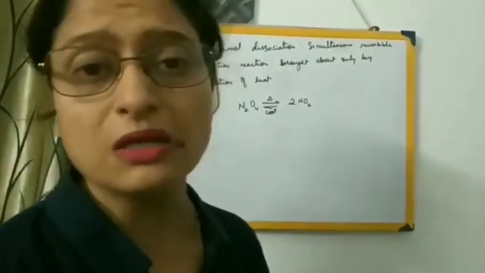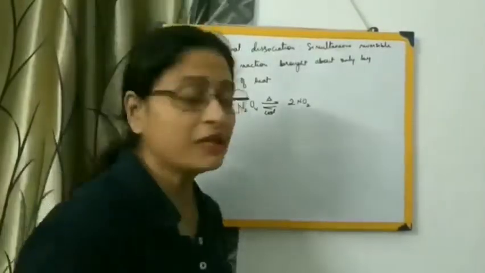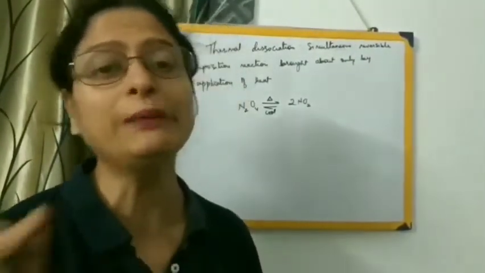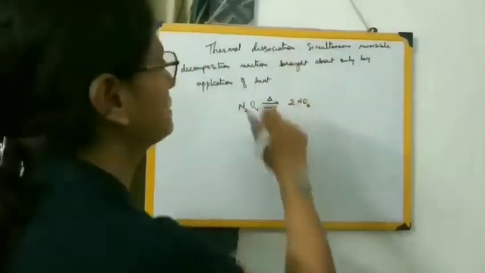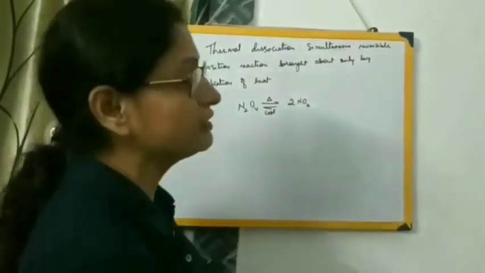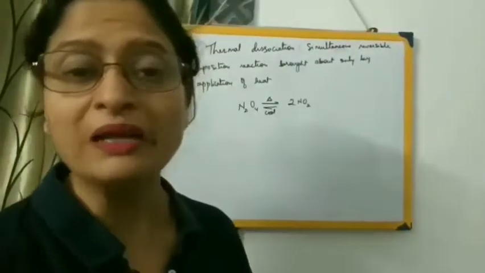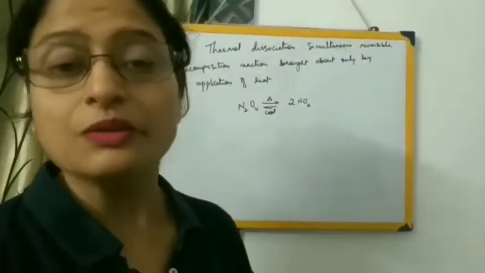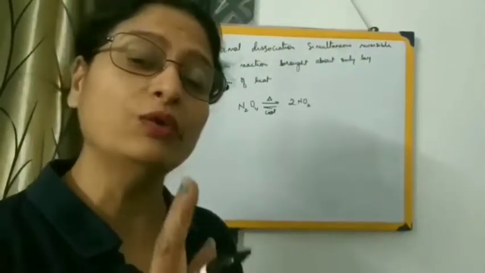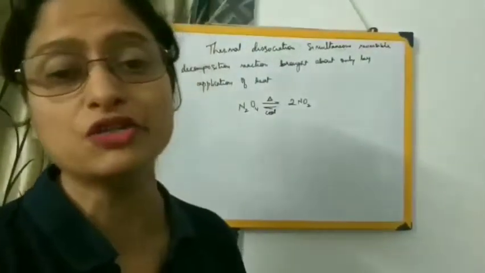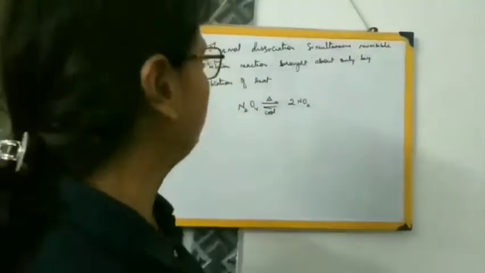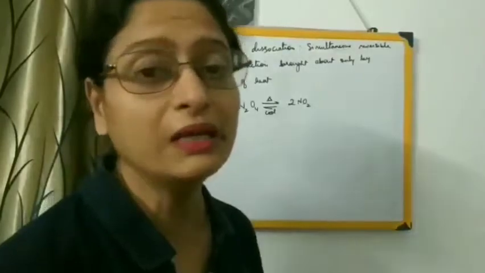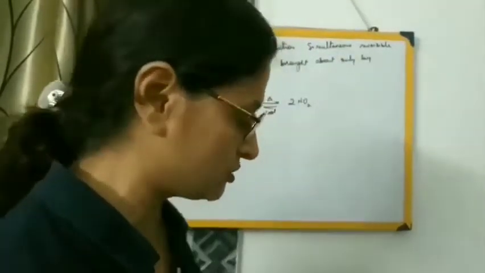So what is a thermal dissociation reaction? It is a thermal decomposition reaction which is reversible and which is brought about only by application of heat. That is called thermal dissociation. In the case of thermal dissociation, no light energy is involved, no electrical energy is involved. So the thermal decomposition reaction where only heat energy is involved and which is also reversible, such a type of thermal decomposition reaction we call a thermal dissociation reaction.